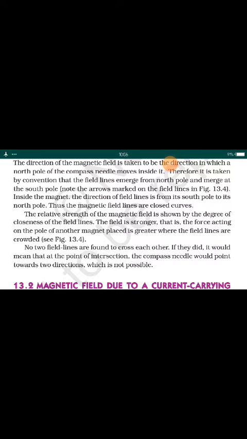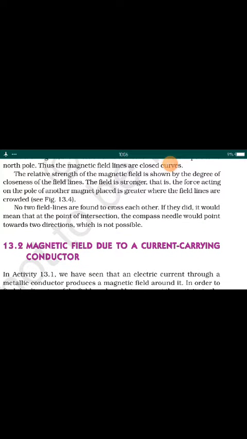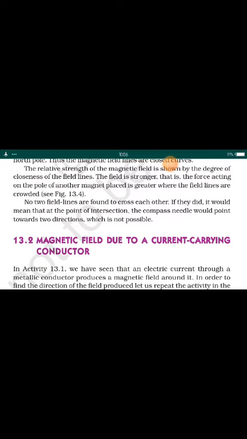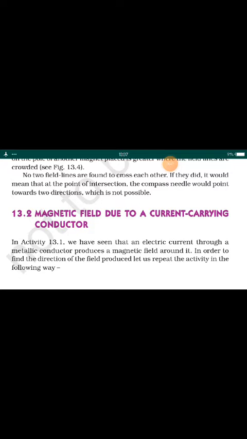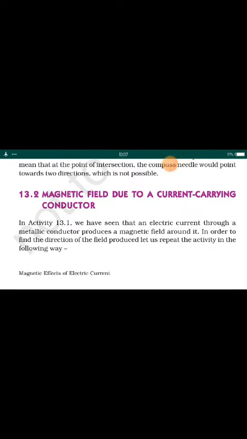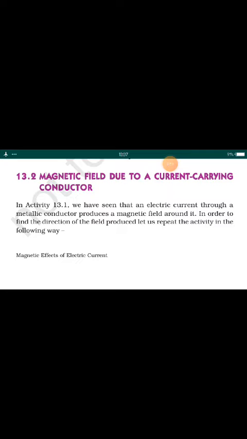इसके लिए जो होता है उसका closed curves होता है. The relative strength of the magnetic field is shown by the degree of closeness of the field lines. The field is stronger, that is, the force acting on the pole of another magnet placed is greater, where the field lines are crowded. No two field lines are found to cross each other. If they did, it would mean that at the point of intersection, the compass needle would point towards two directions, which is not possible.